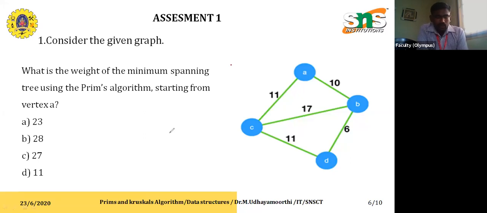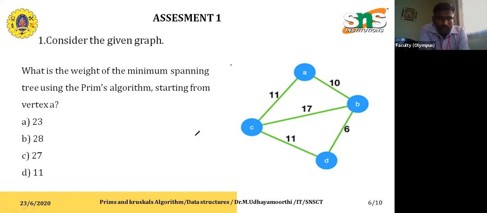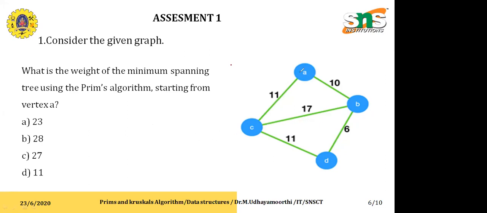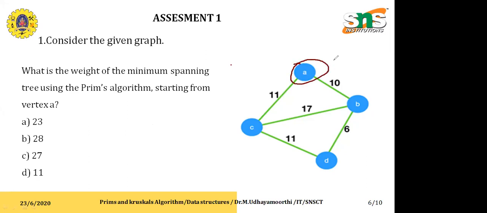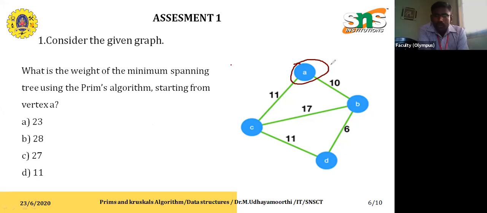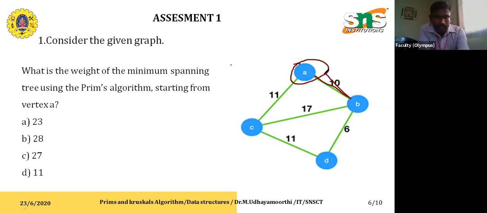So what is the value? Twenty-seven, sir. Okay. So which node you take as the first node? A, sir. A, okay. So let us consider the node A as the first node. What are the links from node A to another node? A to C is 11. A to B is 10. Okay, so which one is to be marked as a first edge value? A to B, sir. A to B, okay. So it is to be marked permanently like this.